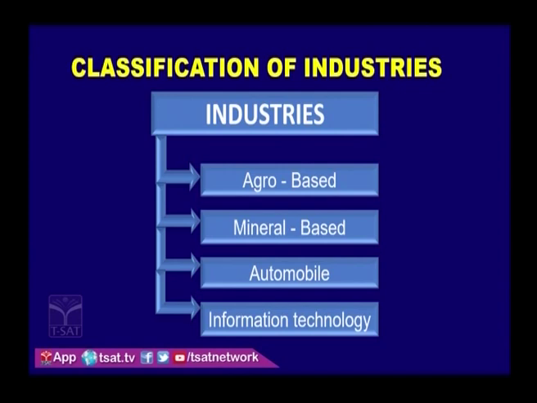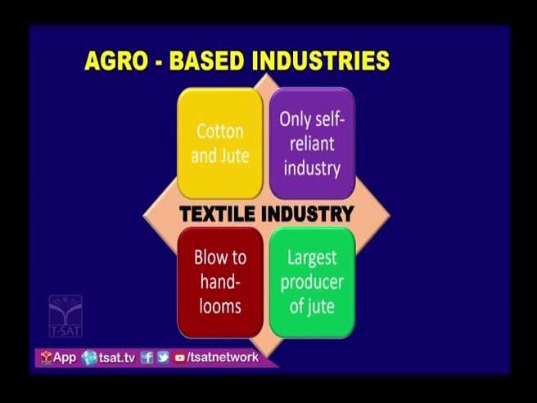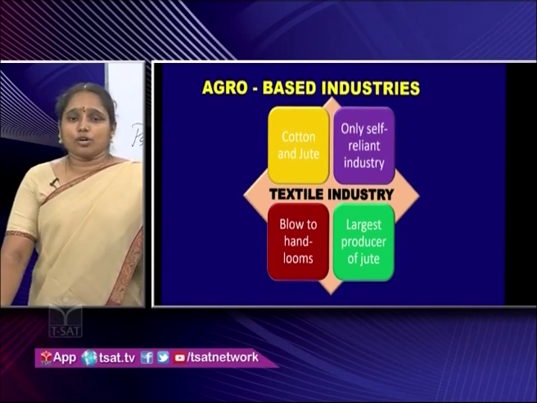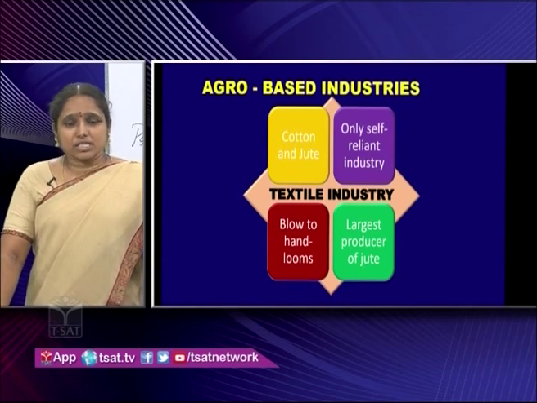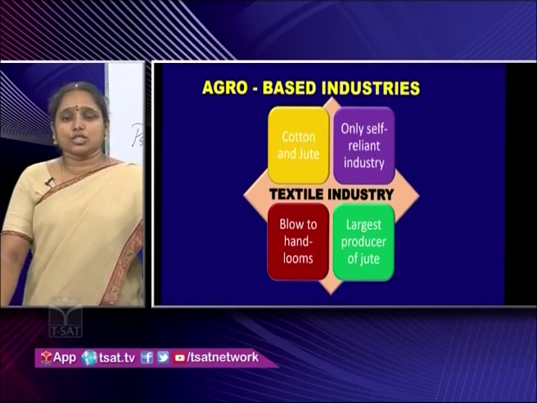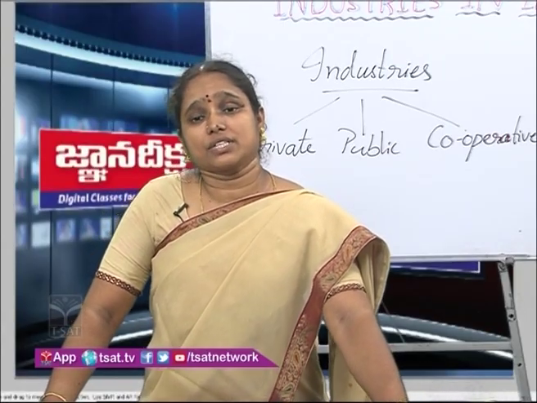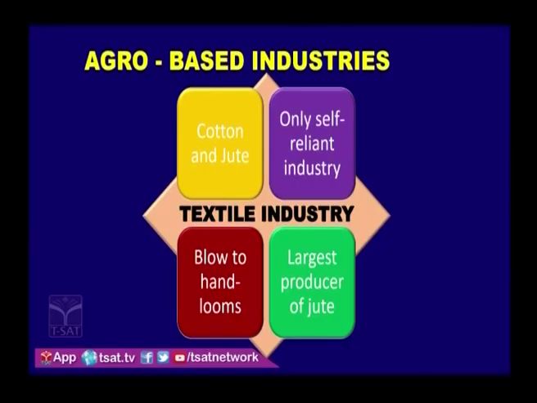Let's look at each of them in detail. First, agro-based industry. Though there are many agro-based industries, the textile industry is given top priority. Even in this textile industry, there are two important things: cotton and jute. Of course, silk is also there, but cotton and jute are the most important agro-based industries. And the textile industry is the only industry which is completely self-reliant. Right from raw material until the finished goods, everything is available within our vicinity. We need not import anything to make something.